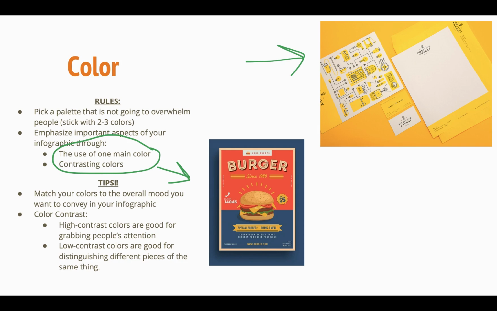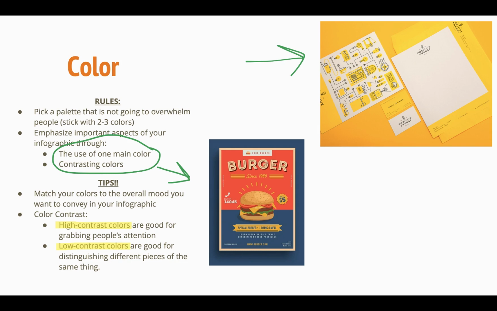Some other tips: it is important to match your colors to the overall mood you want to convey. We saw that again in that first yellow infographic. Yellow is usually one of those more joyful colors. In this case, they're using that to their advantage because we're talking about a positive energy company here. And another tip is the color contrast.